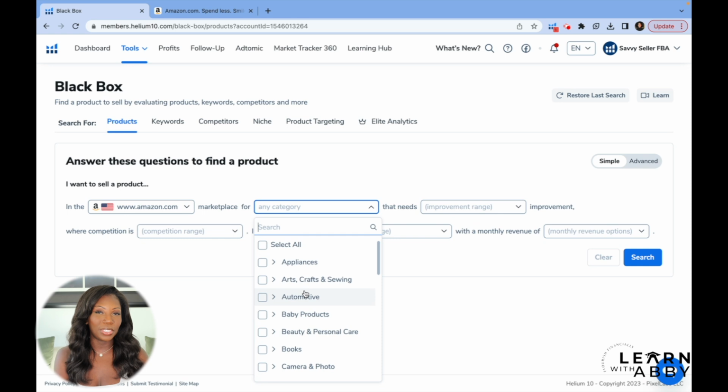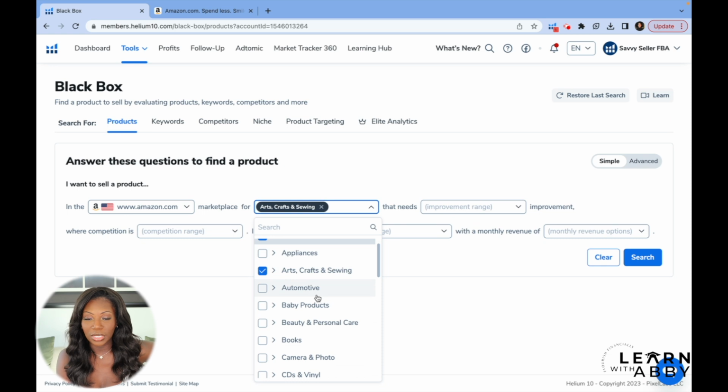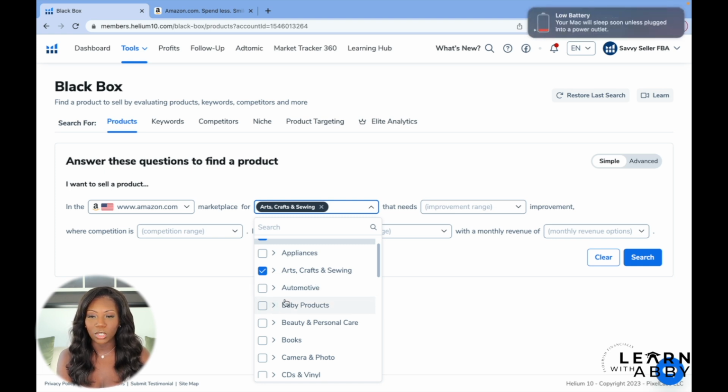So I like specific categories, and there are certain ones that I always gravitate towards. I normally will always pick arts and crafts and sewing. I will skip over automotive because I don't know anything about cars or anything like that. So you can click on that one if you want, but typically automotive does tend to have electronic items as well. And most of you already know that I do not recommend electronic items for your very first Amazon product when you are starting out.